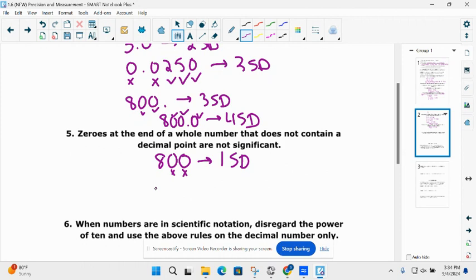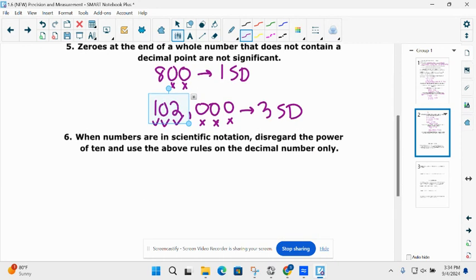Another one is 102,000. There's no decimal point, so these placeholder zeros do not count, but the 0 in between the 1 and the 2 counts. So this has 3 significant digits.